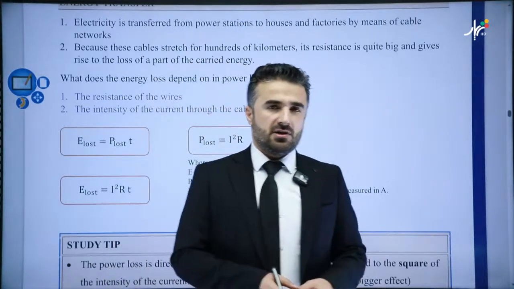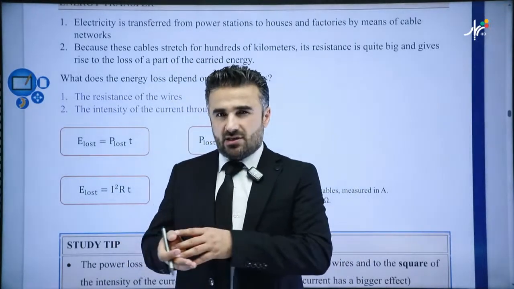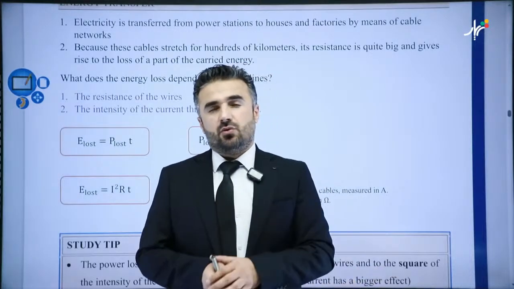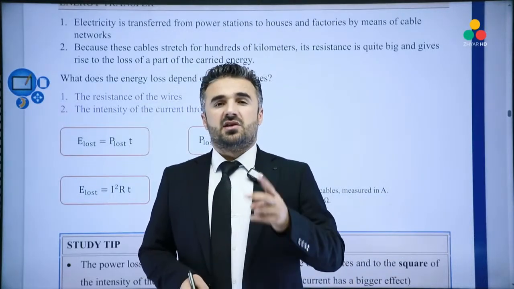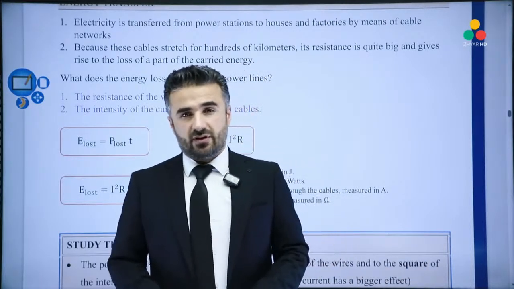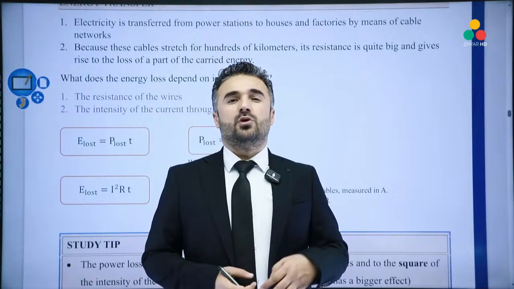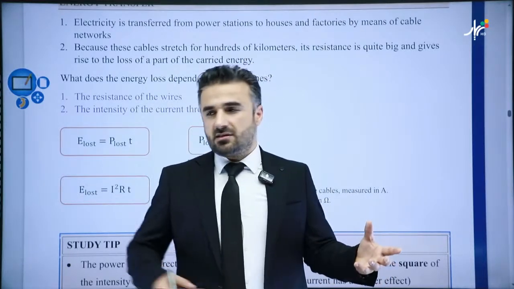The energy loss depends on two factors. Using the equation power loss equals I squared times R, it depends on the resistance of the wires and also on the square of the current. It is directly proportional to both of them. So the power loss is directly proportional to the resistance of the wire. In other words, the higher the resistance, the more the power loss.